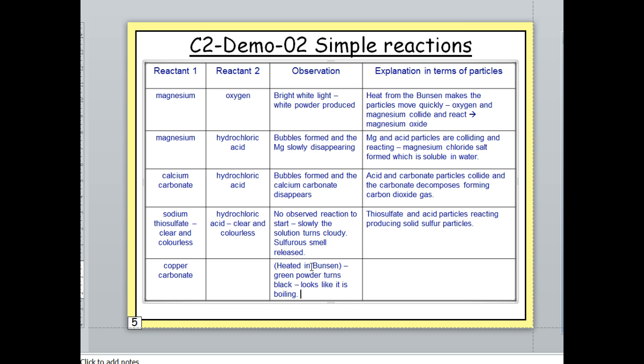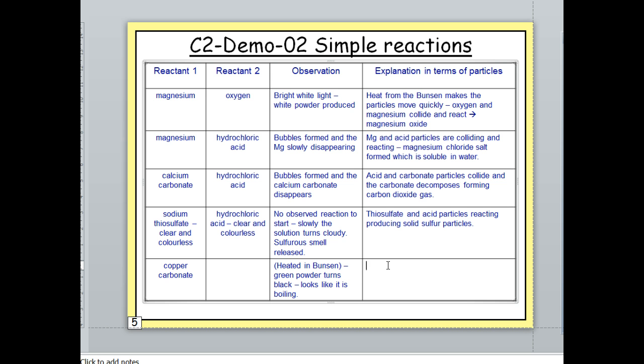The copper carbonate powder is very fine, and in a similar way to the calcium carbonate, when we react with an acid the carbonate decomposes and produces carbon dioxide gas. When we heat the copper carbonate, it also decomposes, releasing carbon dioxide gas. Because we've got such a fine powder here, tiny little gas bubbles come out in it. The powder is fine enough to be moved around by that gas, and so it looks like it's boiling, but it's not. It's just the release of the gas.